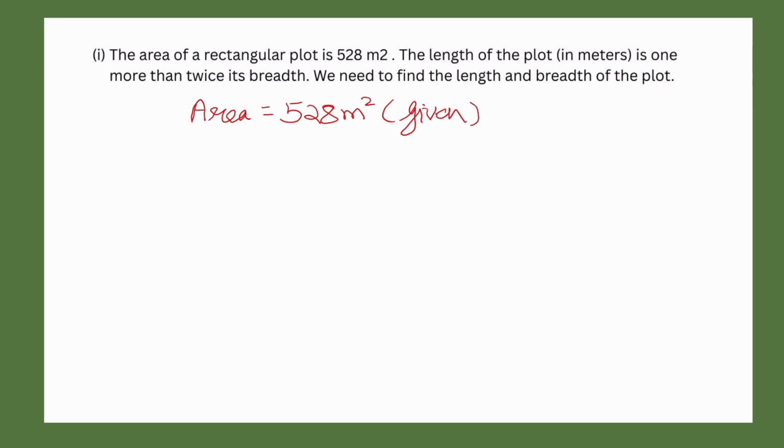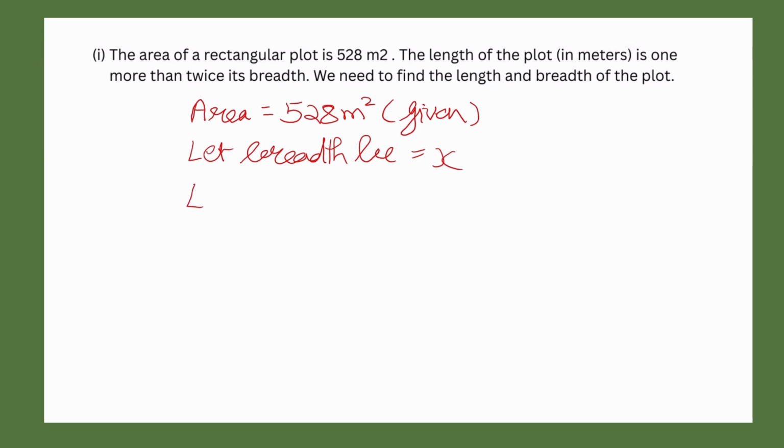Right? Now, the length of the plot is 1 more than twice of its breadth. अब length कितनी है हमारी? एक ज्यादा twice breadth से. So सबसे पहले हम breadth को find out करेंगे. Let's say breadth B is equal to x. हमने breadth find out कर ली.